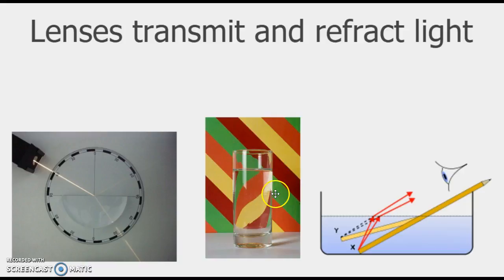Here we have light where we see clearly stripes on the wall behind this glass of water, and it's being distorted. And lastly, light that's reflecting off of object X and Y and how we see it at a little different location, say if we're looking into water. So they all apply to lenses here in refraction.